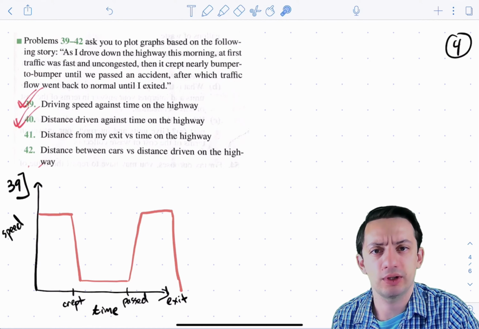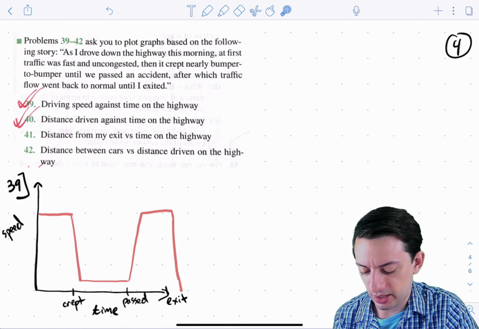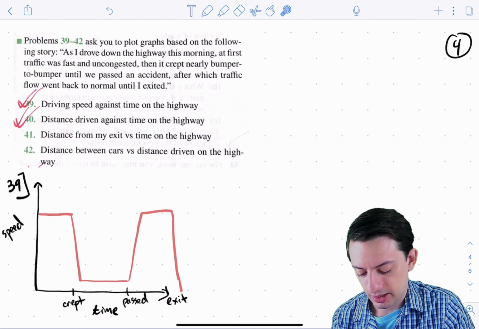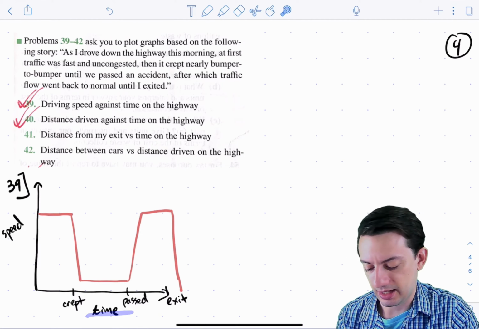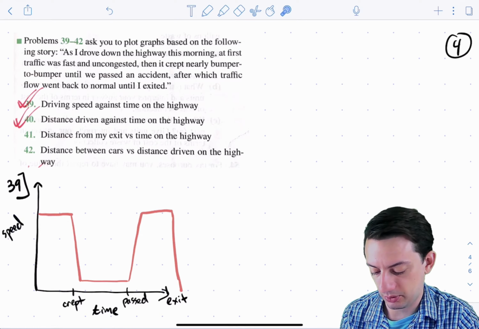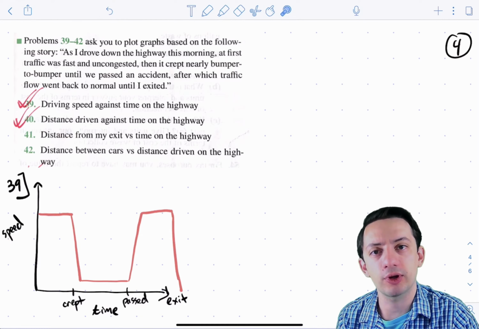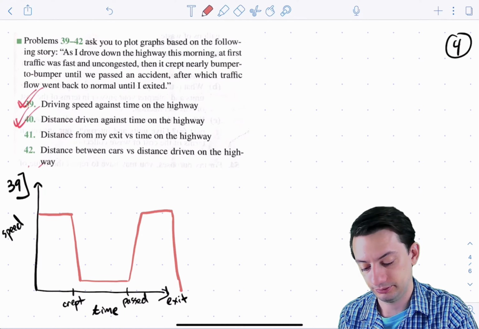Now, let's see if we want to do any of these other ones. Distance driven against time on the highway. So that would be time and distance, but let's not do that one. Distance from my exit versus time. Let's do number 41. I think that's going to be interesting.